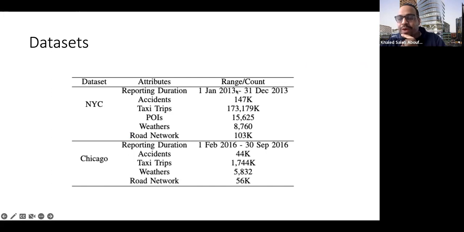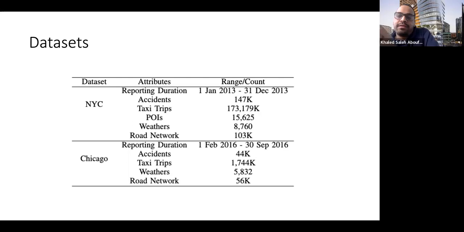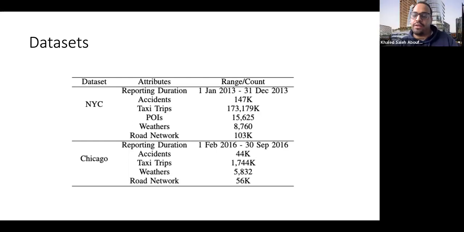So in this case, we have 12 months. So we split based on these 12 months. We'll have, for instance, the first 8 months for training, and the rest, the last 4 months, split 2 and 2, one for validation and one for testing. Okay, understood. The same also for Chicago as well.